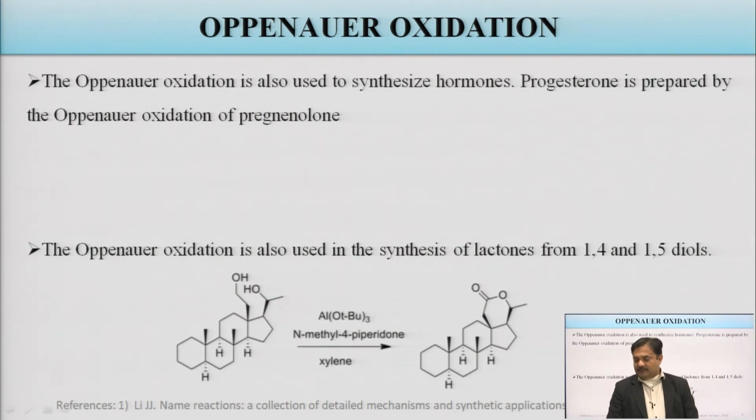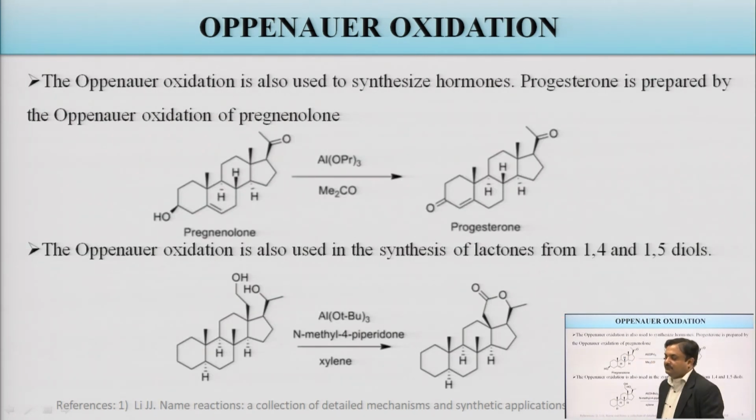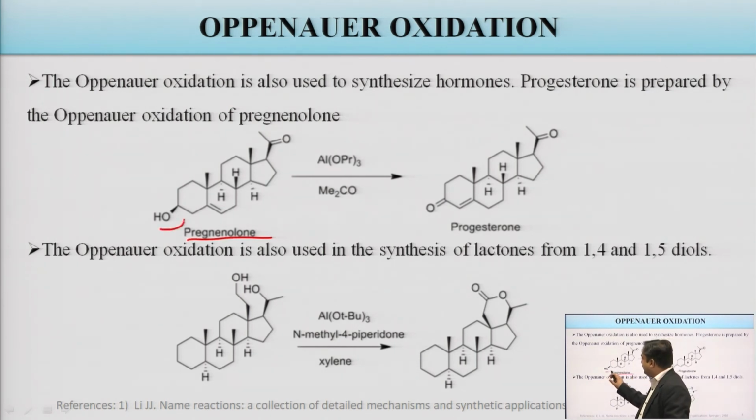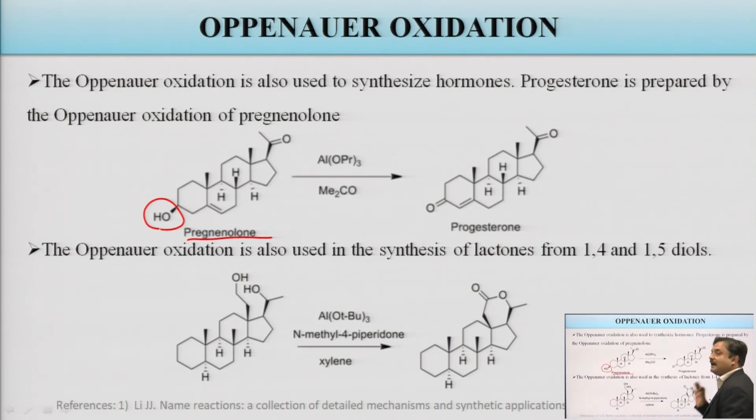The next application involves the synthesis of hormones. Here you can see pregnenolone. It has a hydroxyl group in its structure, and that hydroxyl group is a secondary hydroxyl group, which means it is an example of a secondary alcohol.